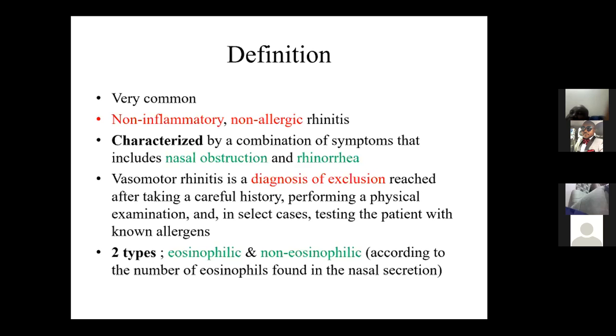Now, like I said earlier, vasomotor rhinitis is the diagnosis of exclusion reached after taking a careful history, testing the patient with allergens to know whether the patient will actually come down with this disease. There are two types, the eosinophilic and non-eosinophilic type.